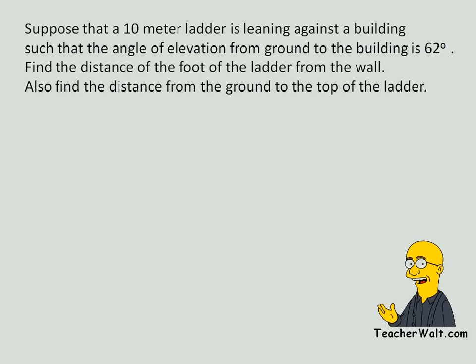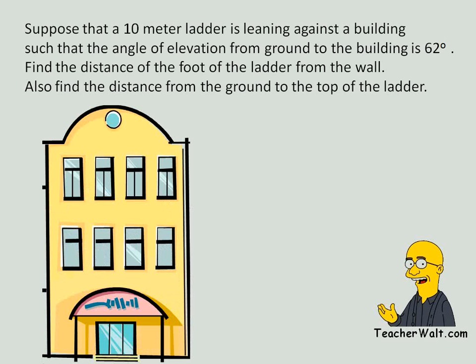Now, to help us to understand the problem, almost always with these right-angle trig problems, it's a good idea to draw a picture. So let's do that. We've got the building here. We've got a ladder. Now, once we draw that, we label the given parts. We know that the hypotenuse is 10 meters. That's the length of the ladder. We also know that the angle of elevation is 62 degrees.